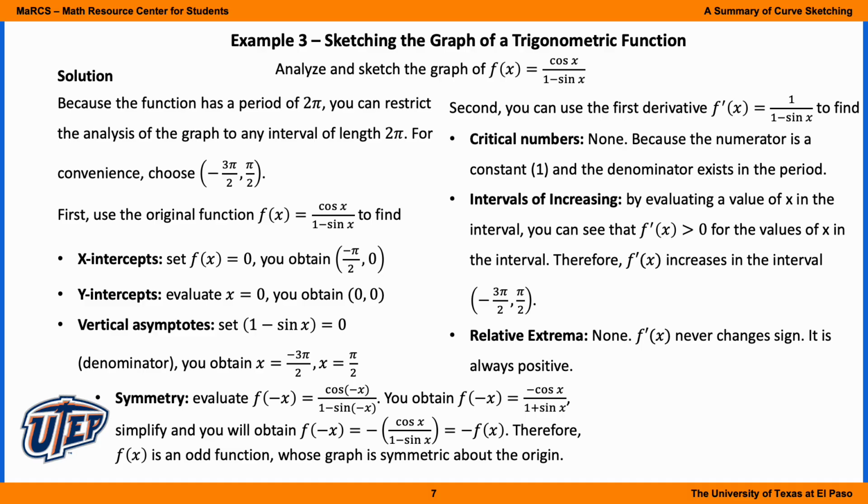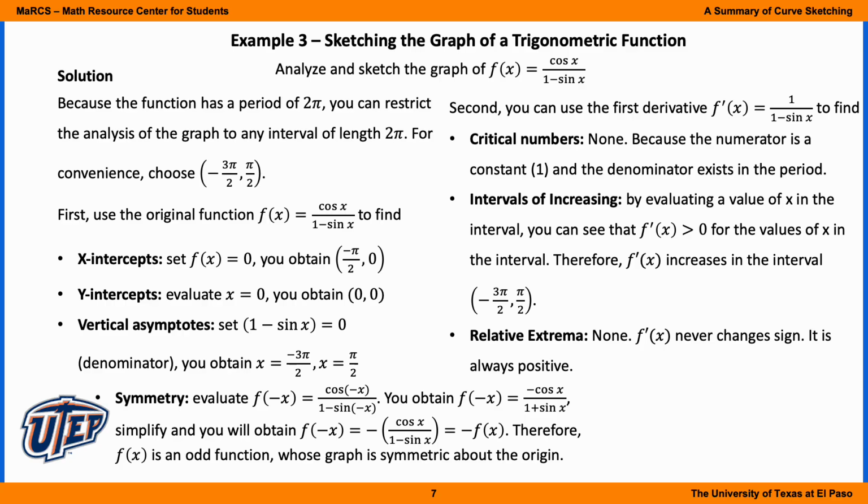Here's another example, but this time we're provided a trigonometric function. So we have f of x is equal to cosine of x divided by 1 minus sine of x. Because the function will repeat itself in intervals of length 2 pi, or it has a period of 2 pi, you can restrict the analysis of the graph to any interval of length 2 pi. So for convenience, we choose the open interval, negative 3 pi divided by 2 to pi over 2.